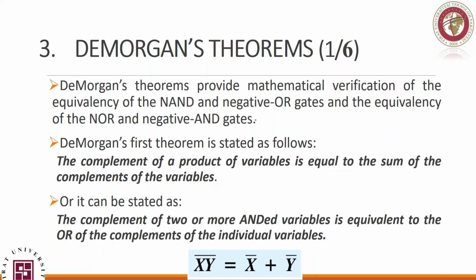Okay? So the first theorem of De Morgan says that the complement of a product of variables, not necessarily two, is equal to the sum of the complements of the variables. All right? Means what? If we have complemented variables that are products, so these are products, x, y, and we have the complement here, what we are going to have is exactly the OR of their complements. So we take their individual variables and we OR their complementation. There is another way you state it: the complement of two or more ANDed variables is equivalent to the OR of the complements of the individual variables. That's exactly how it is.